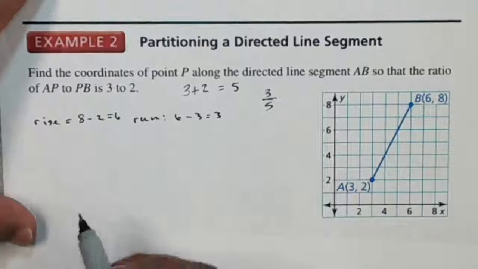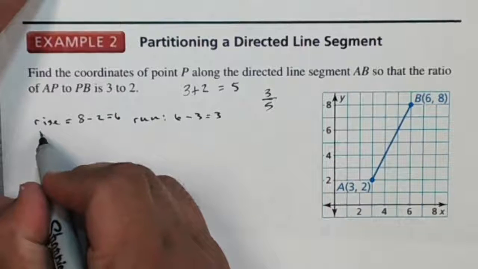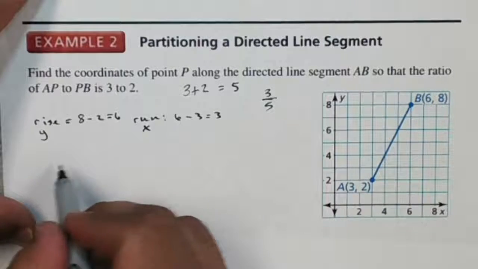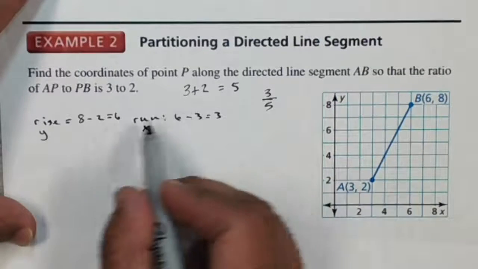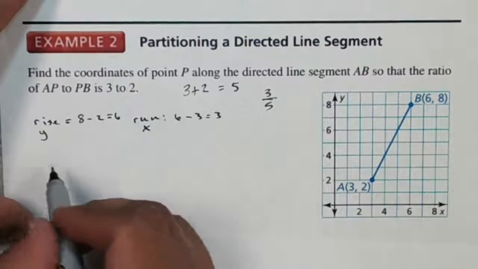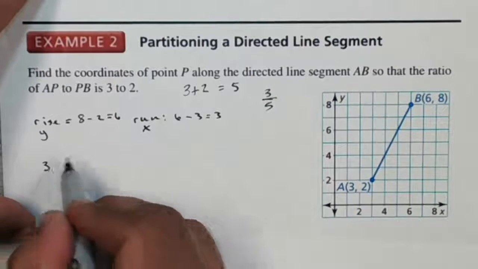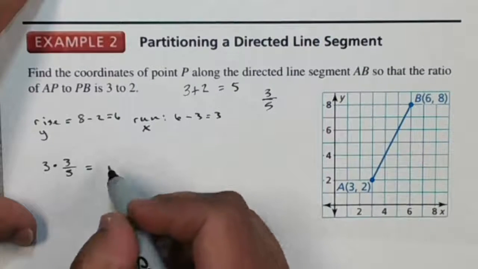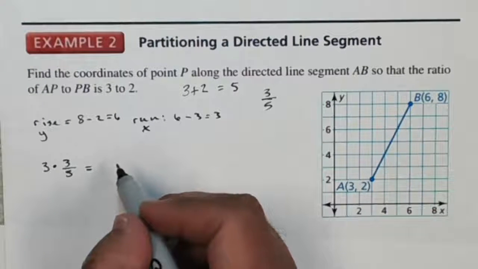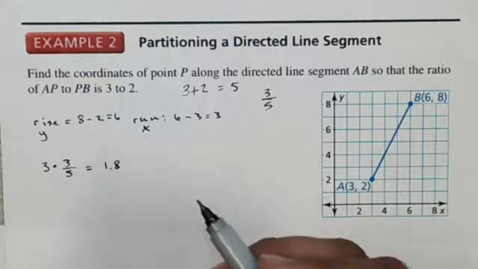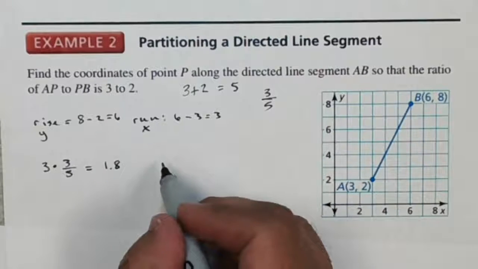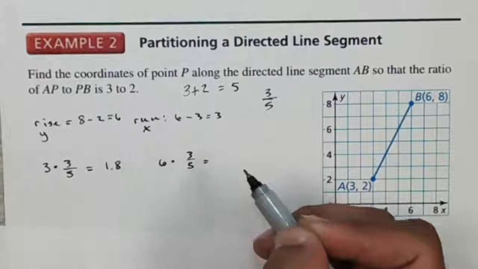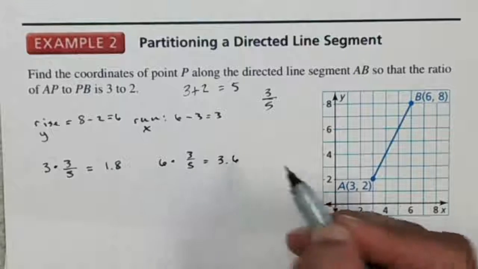Okay, so what I want, remember that my rise is my y values and my run is my x values. So what I want is 3/5 of 3 and 3/5 of 6. I'm going to take 3 for my run. I'm going to do my x's first, times 3/5. That ends up being 1.8. And then for my rise, I'm going to do 6 times 3/5, which ends up being 3.6.